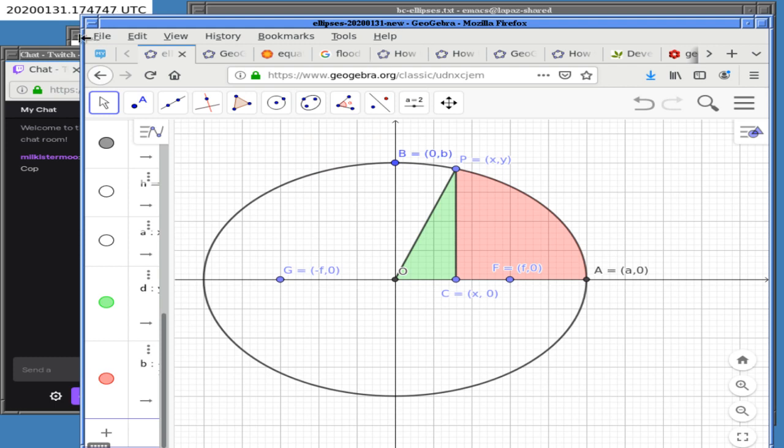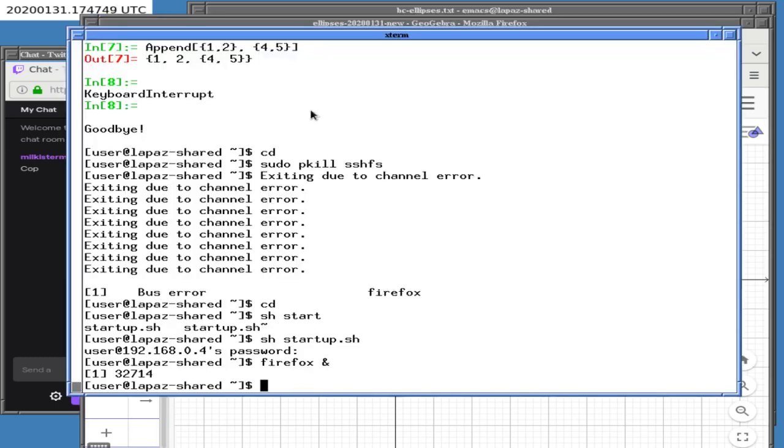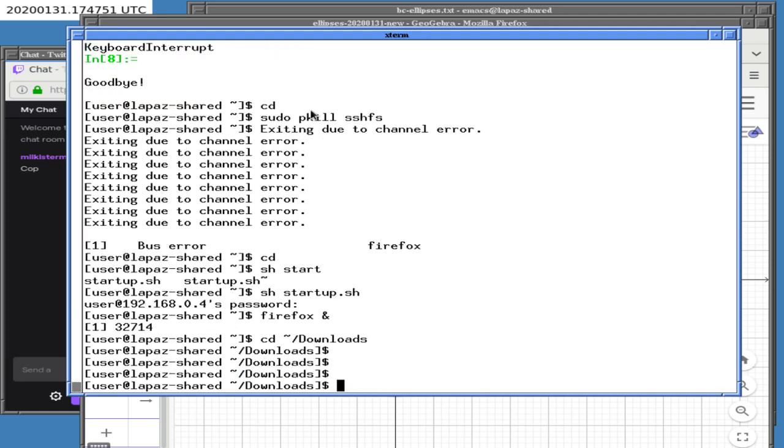Okay, let's take a look at this, see if we can do anything with it. I wish I had Faye installed here, but unfortunately it's not.